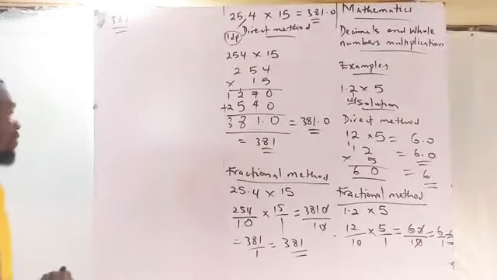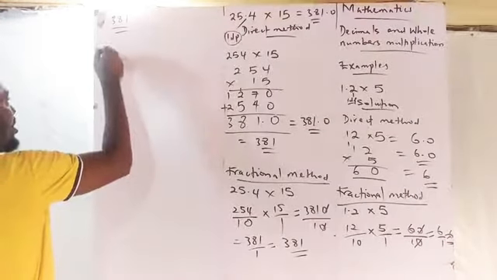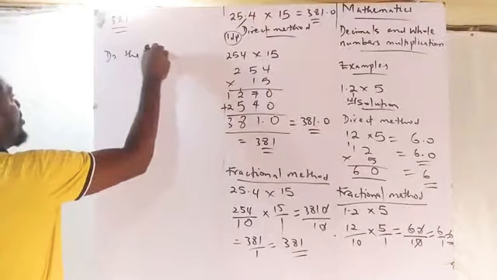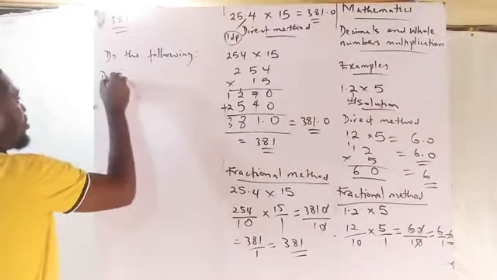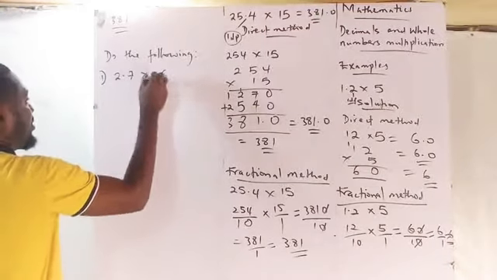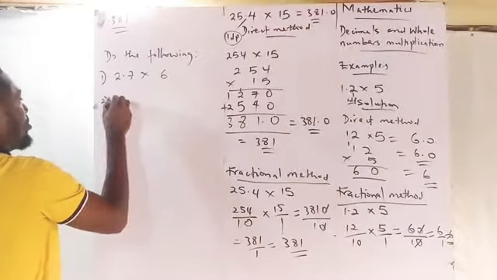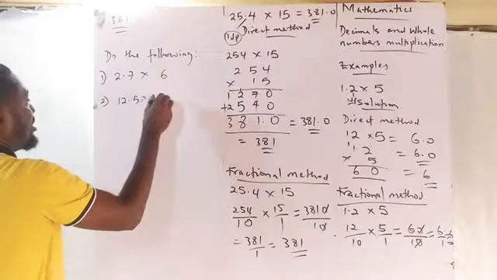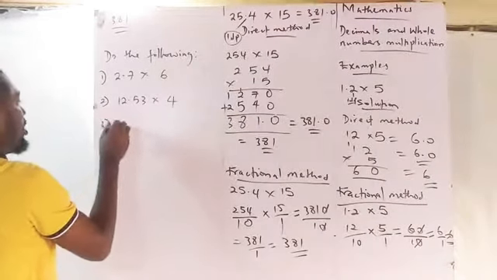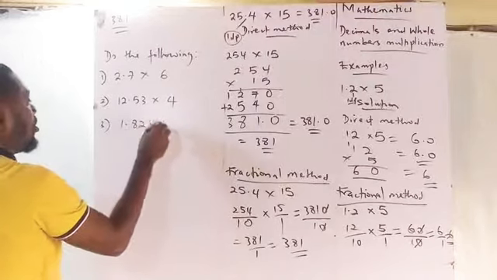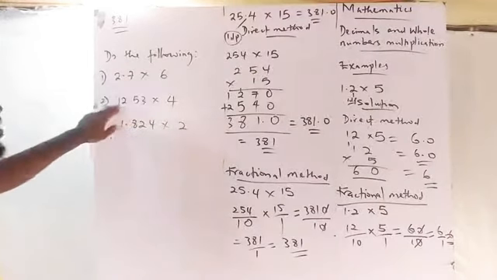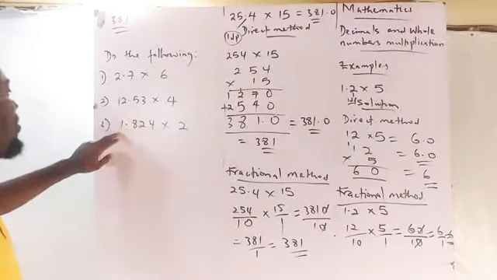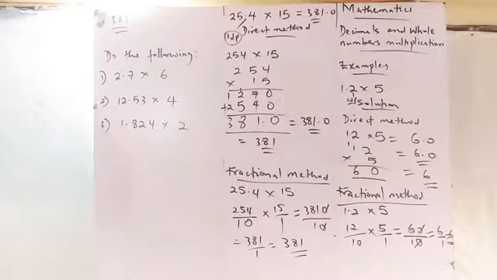So try this yourself and forward your answers to me. Do the following. Number 1, you have 2.7 times 6. Number 2, 12.53 times 4. Number 3, 1.824 times 2. Try this and give me the answers you're going to have. The first one I gave you 2.7 times 6. Second one 12.53 times 4. Then the third one 1.824 times 2.